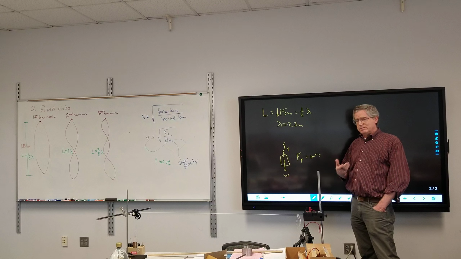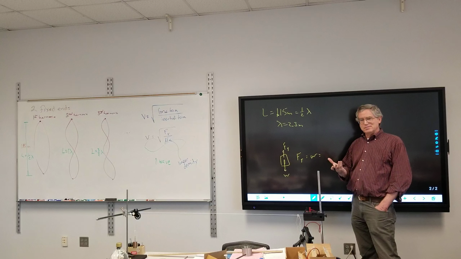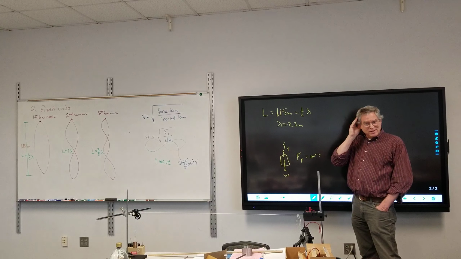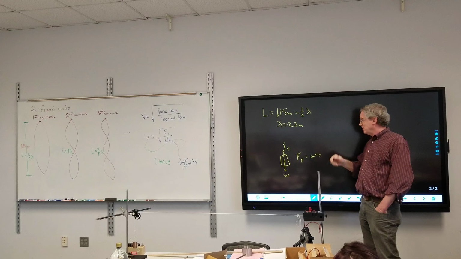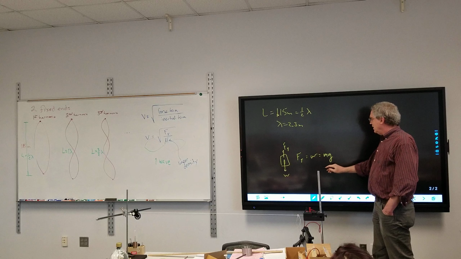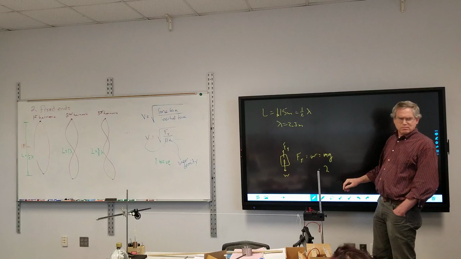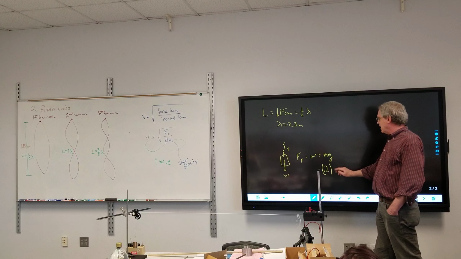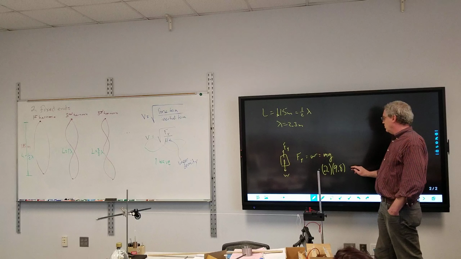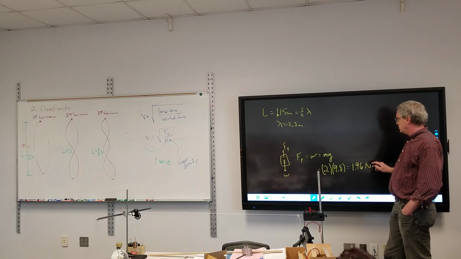The formula for weight. Depends where you're at. Pardon? Depends where you're at. There's a general formula. mg. Yeah, that's what I'm going for. And so we have a mass of 0.2. So 0.2 kilograms times 9.8 is good enough for the crude approximations we're doing. So the tension of the string is 1.96 newtons.